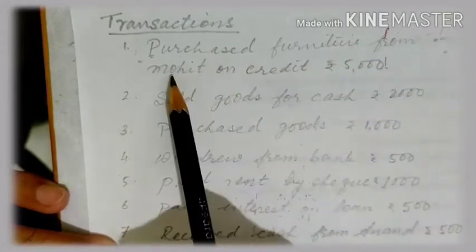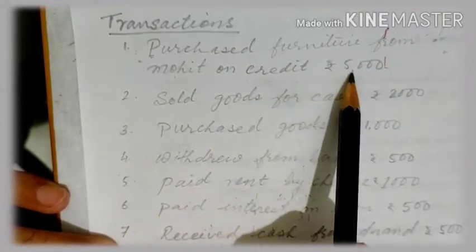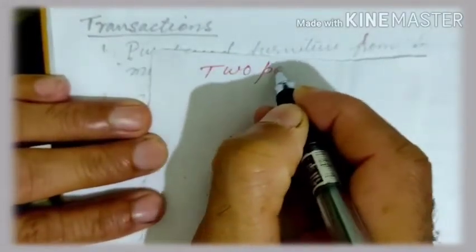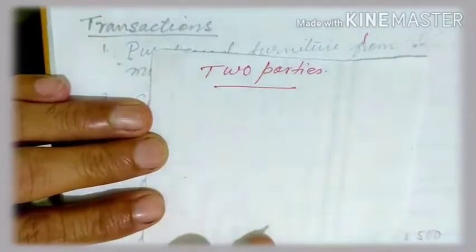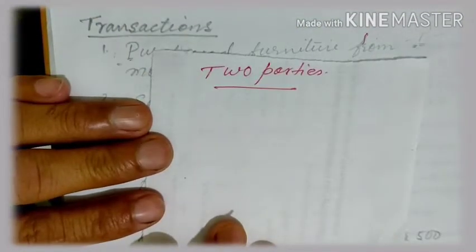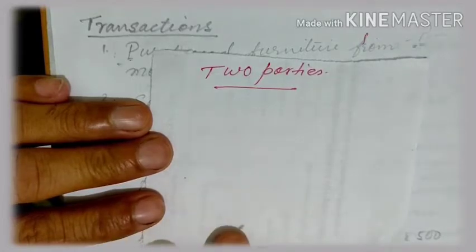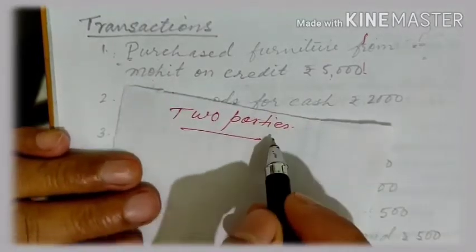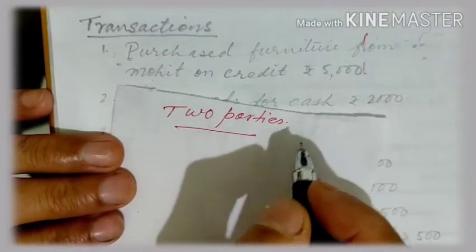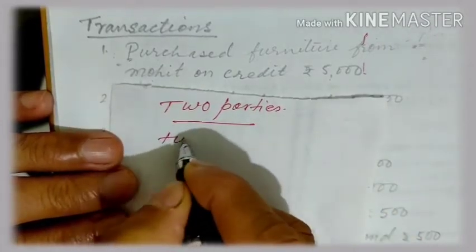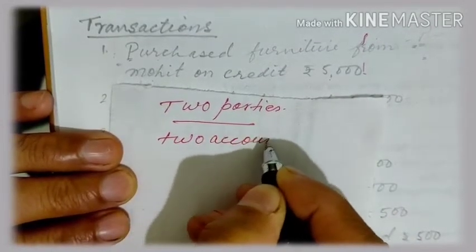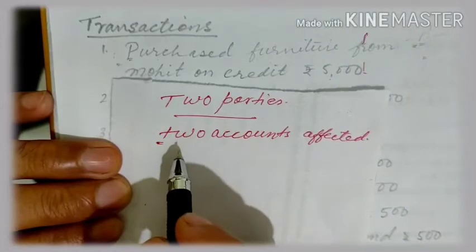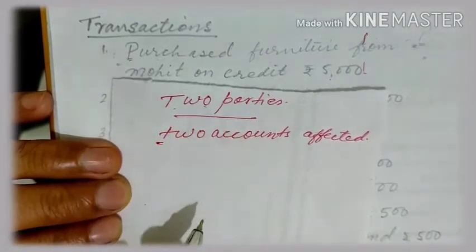Purchase furniture from Mohit on credit, rupees 5,000. In every transaction you will find two parties, a minimum of two parties. One may be giving, another may be receiving. Let's find out who are the two parties in these transactions. And since there are two parties involved in every transaction, in every transaction there will be two accounts affected. These two accounts will be recorded from the viewpoint of these two parties.